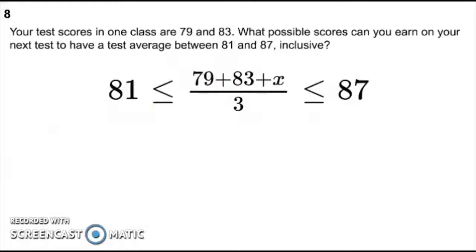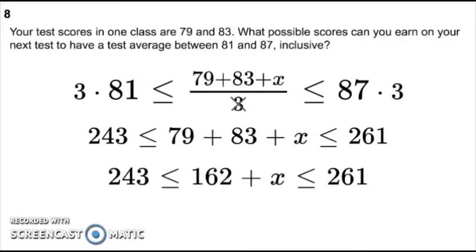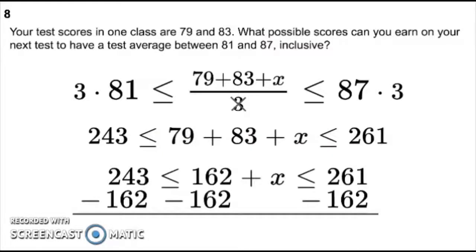So now we solve that compound inequality. So cross the 3 out and multiply it to both sides. So 3 times 81 is 243, and 87 times 3 is 261. Add up 79 and 83, you get 162. Now subtract all parts by 162, you'll get 81 is less than or equal to x is less than or equal to 99. So that's going to be the answer. It's going to be between 81 and 99, and that's number 8.